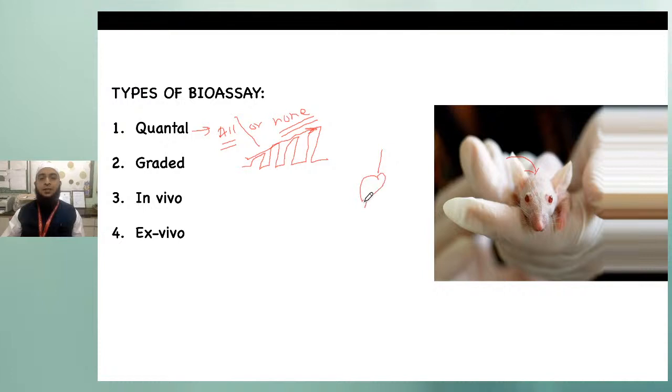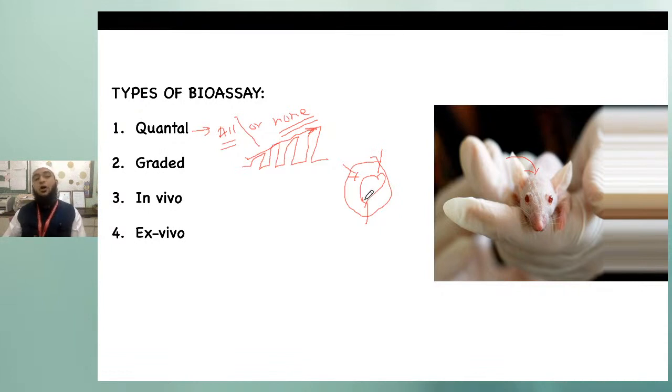Now the heart is present outside the body, you have mounted it in a Ringer solution, which is a physiological salt solution, and you have given the drug, like adrenaline, and you have checked how much the heart is pumping. The live heart you have removed from the body and mounted outside the body environment. You have given physiological salt solution, that is Ringer solution, to keep that heart alive, and you are giving the drug. These types of bioassay are called ex vivo bioassay.